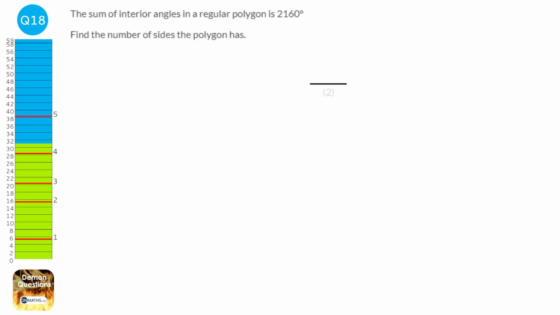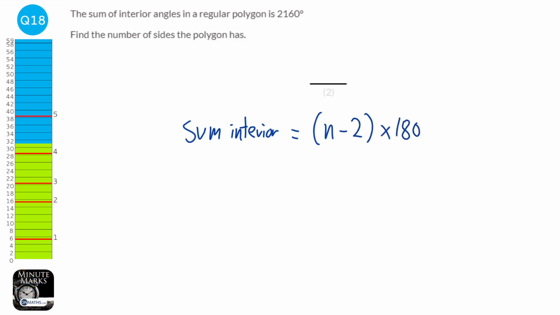So the formula we need here is that the sum of the interior angles is equal to the number of sides, take away 2, times 180. So we know that the sum of the interior angles is 2160. And we're looking for what n is.